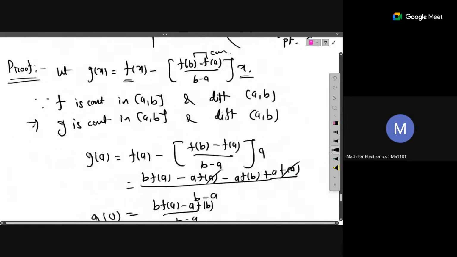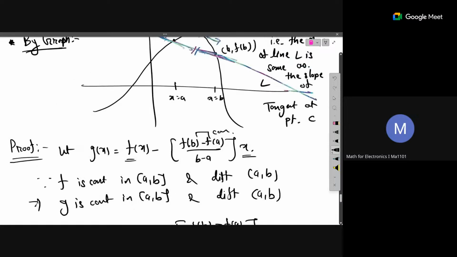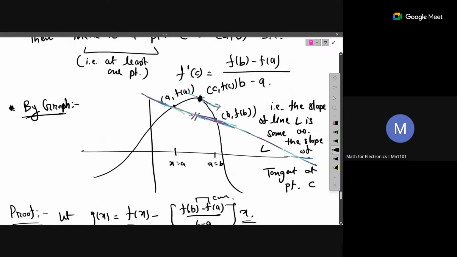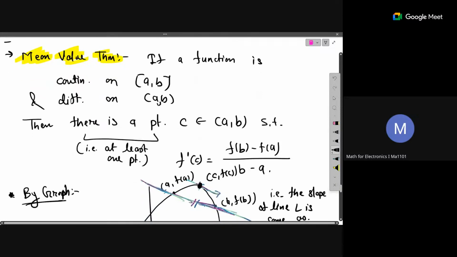Okay. So this is a little bit calculative, but the main idea is we construct a function g(x) which satisfies the conditions of Rolle's theorem, and by Rolle's theorem we get the mean value. Is there any doubt over this proof or the statement of the mean value theorem?